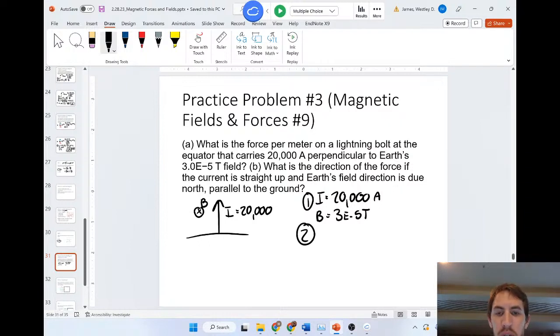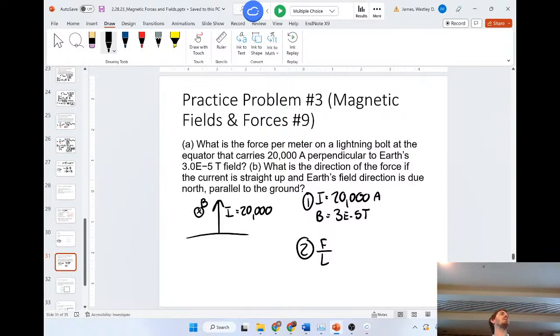What are we solving for? We are not solving just for force. We're solving for force per meter, force per unit length. That is the tricky part in this problem. Force per meter is going to be the force per length. If you take the entire length of the lightning bolt, you do the force divided by that, you're going to get the force per meter.